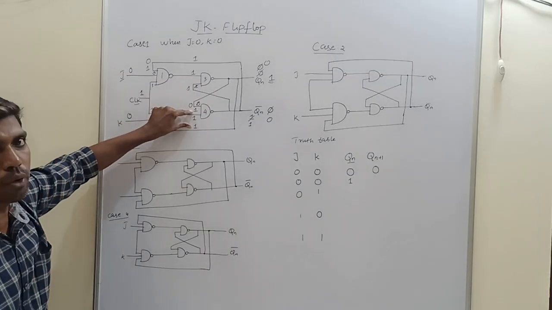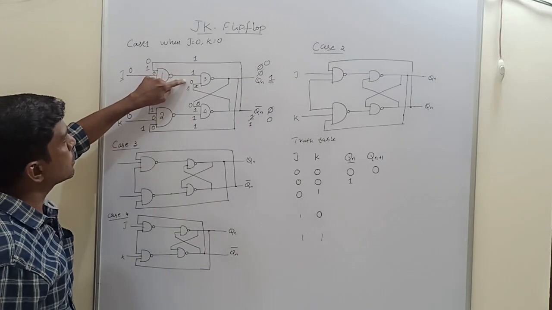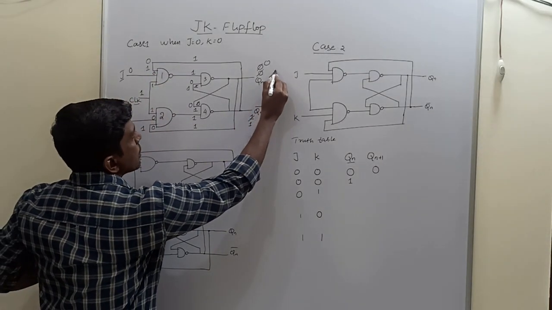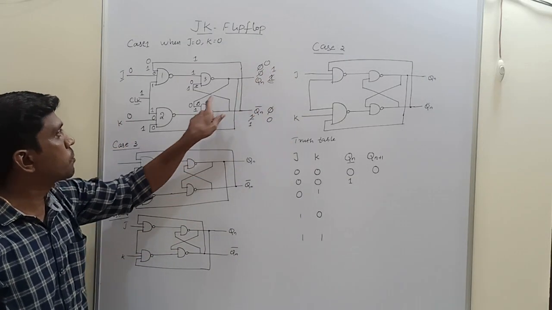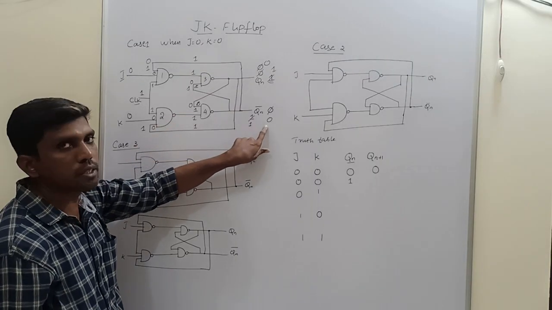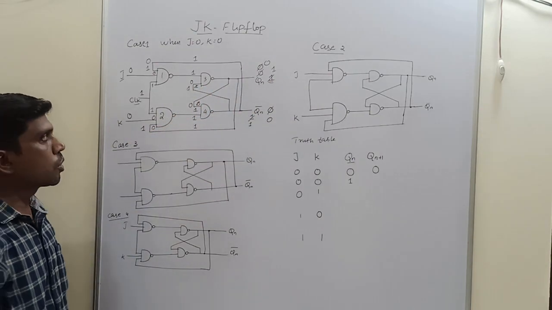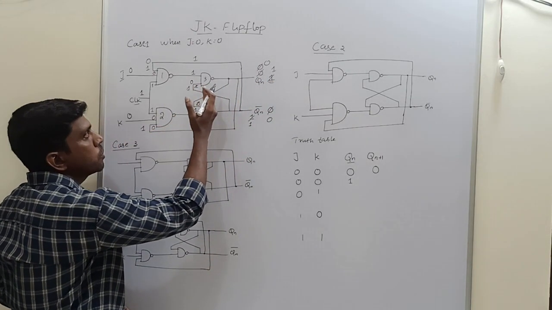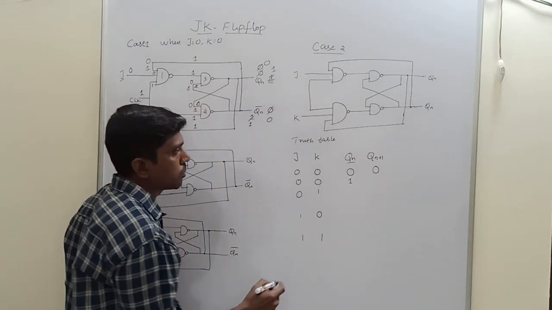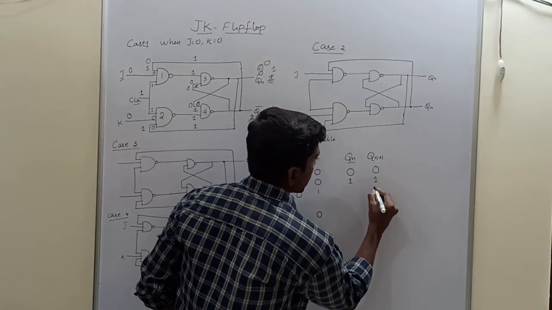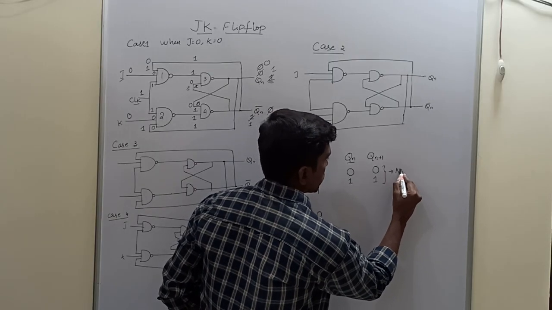So 1 1, Qn bar is 0. This 0 is fed back to the third NAND gate input. So 1 0, the corresponding output is 1. Again this 1 is fed back here. So 1 1, the result is 0. This 0 is fed back here. So 1 0, the result is 1. However many times you feed back this value to the third and fourth NAND gates, you will get the same value, so it's a stable output. In this case, Qn plus 1 is 1. So the state variation is that there is no change.